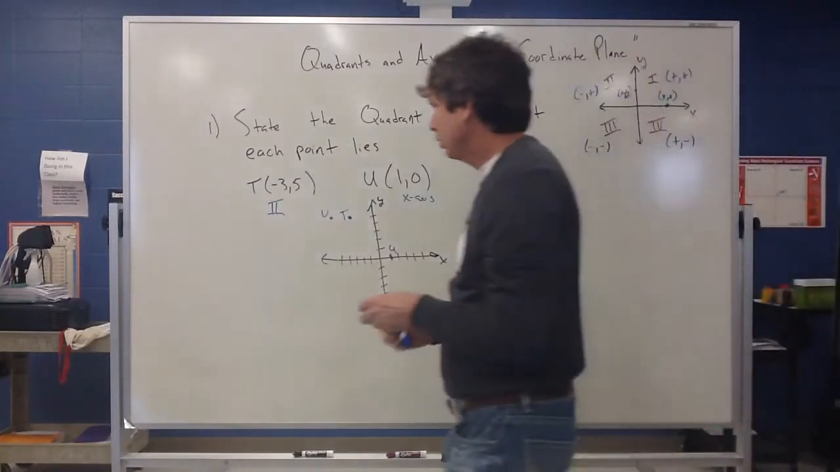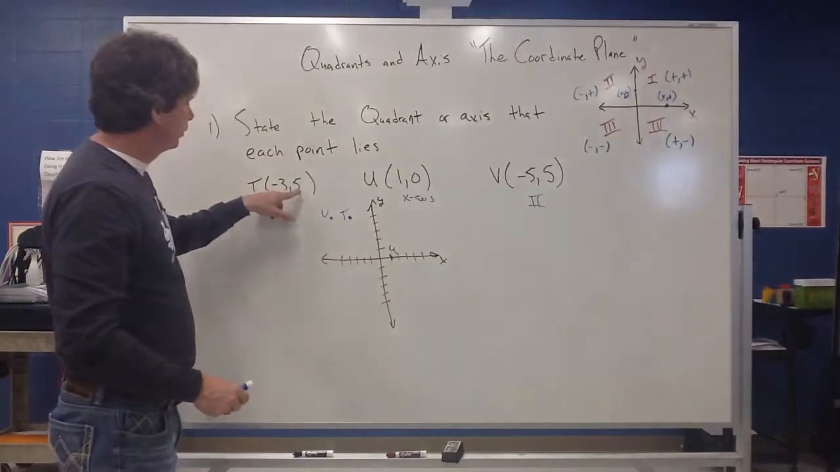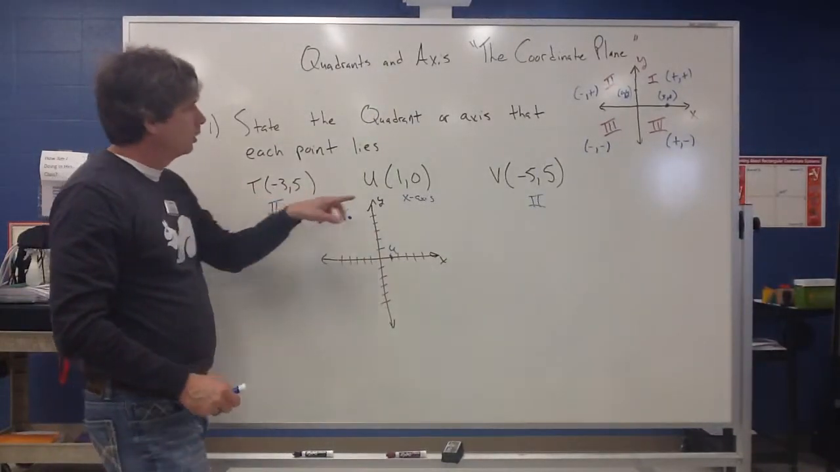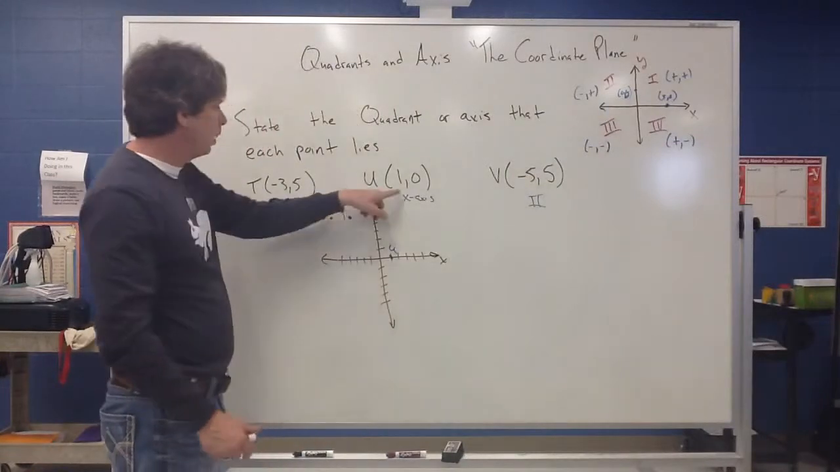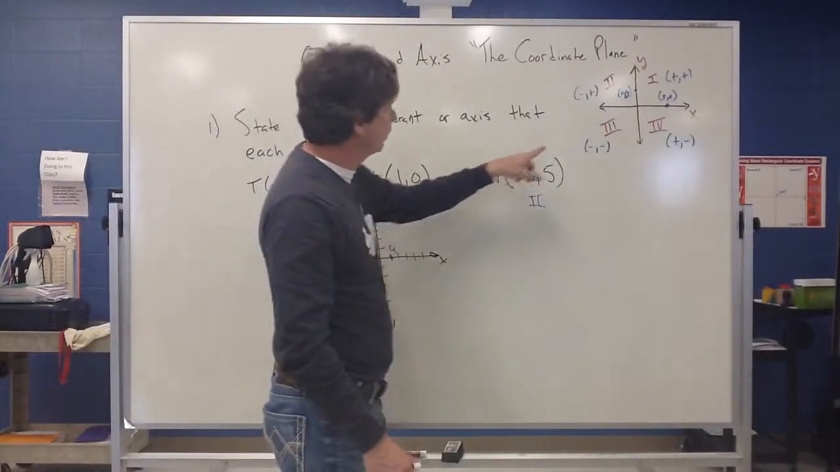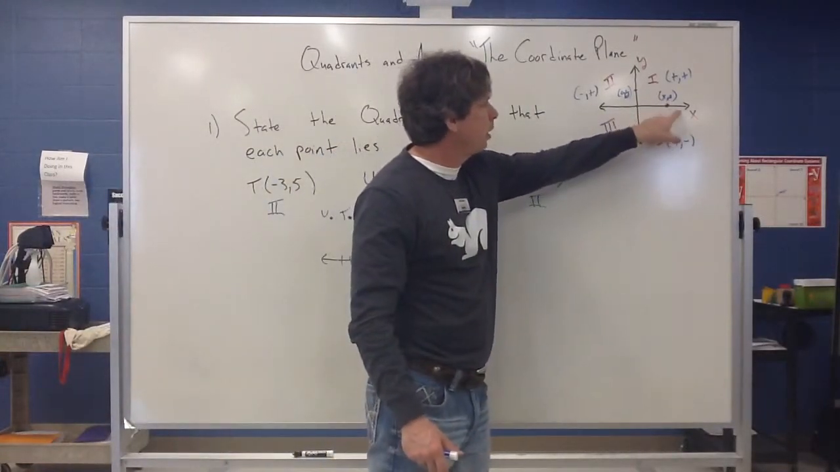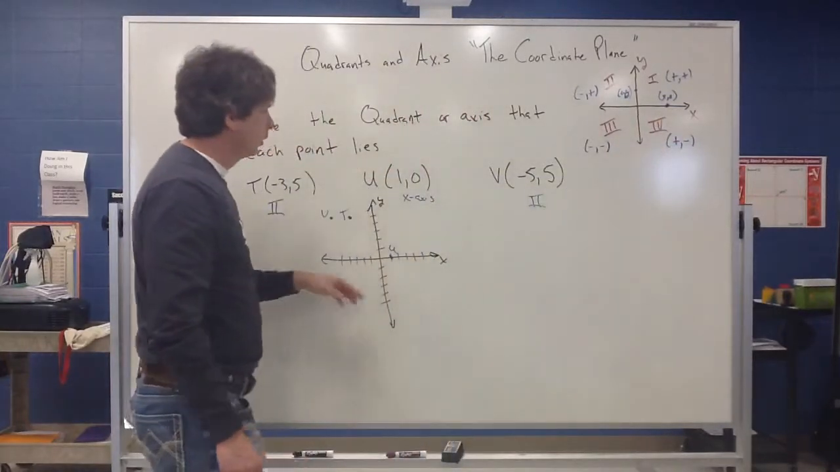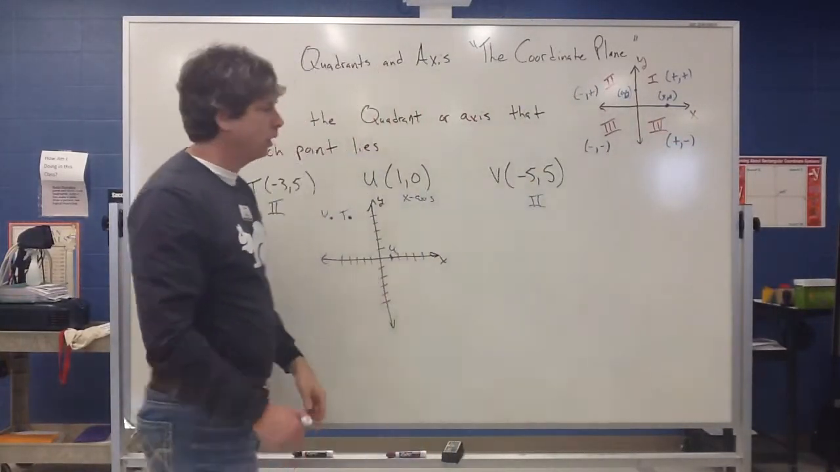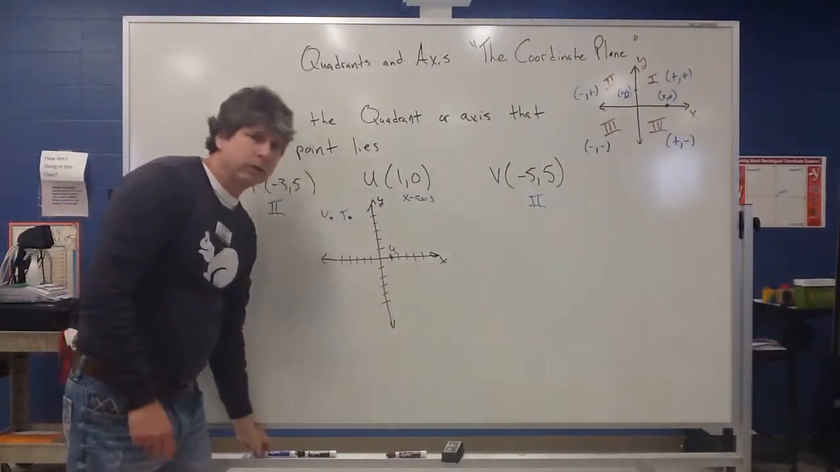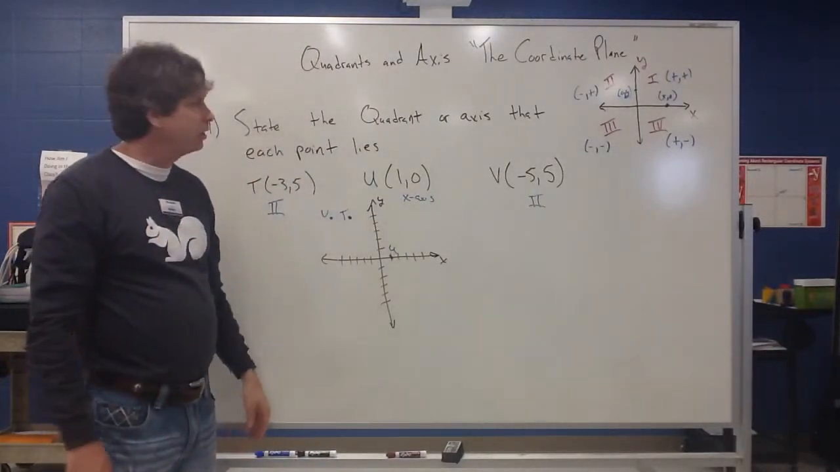So notice how I have a negative and a positive, negative and a positive. Negative and positive tells me second quadrant. (1, 0), notice how the y value is 0. The y value is 0, that tells me I'm on the x-axis. A negative positive again will put me back in the second quadrant. So those are some things to keep in mind as you move forward.